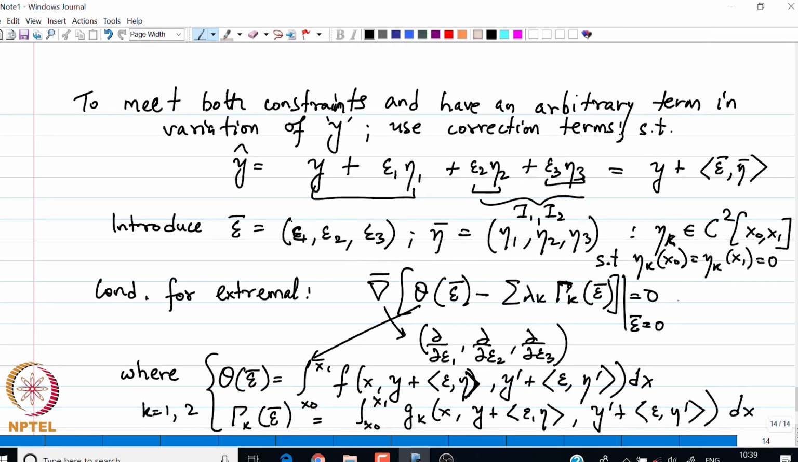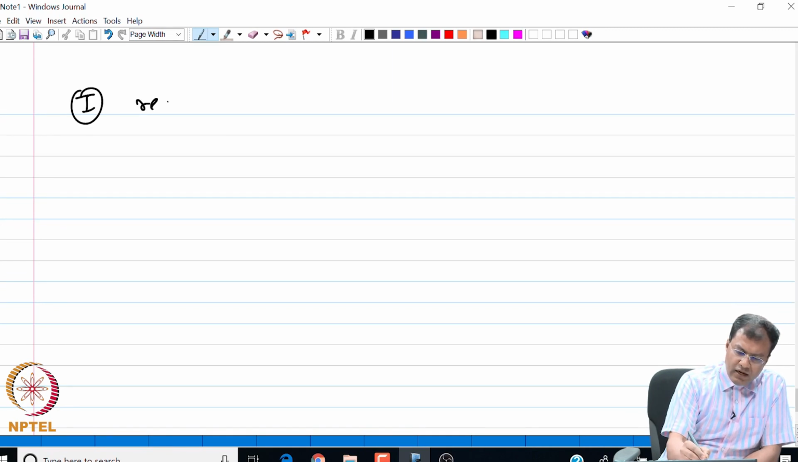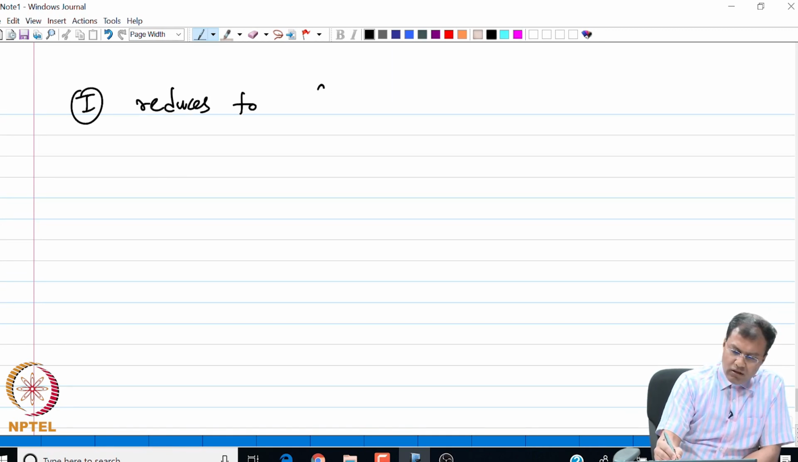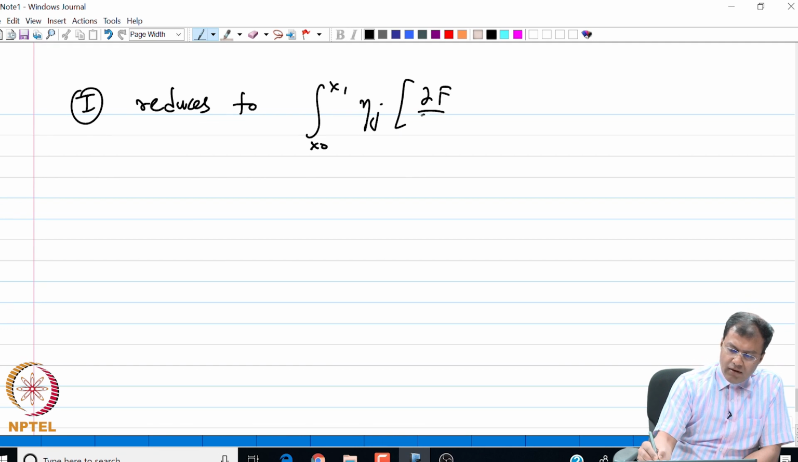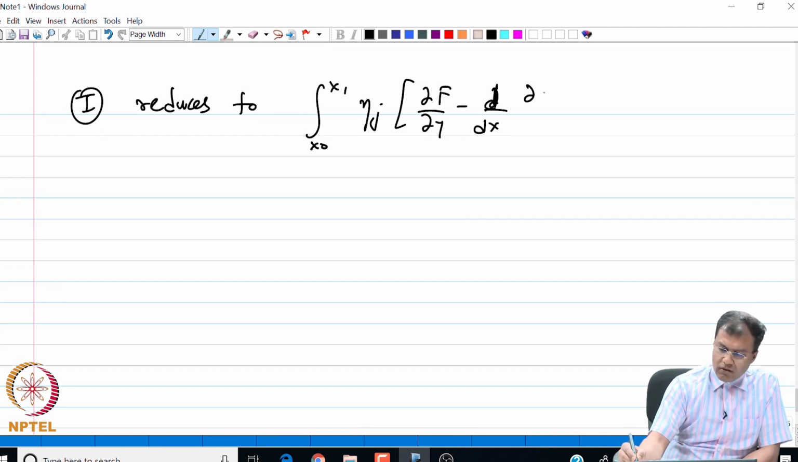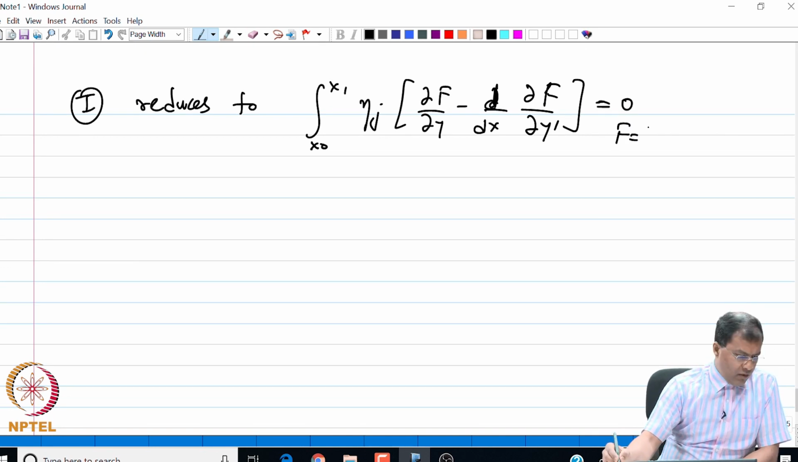So, let us say this expression is 1. Following the derivation that we did for the single isoperimetric condition, we see that 1 eventually reduces to the following condition: the integral from x 0 to x 1 of eta j times del f del y minus the regular derivative with respect to x of partial f partial y prime set equal to 0, with F now equal to small f minus lambda 1 g 1 plus lambda 2 g 2, right.